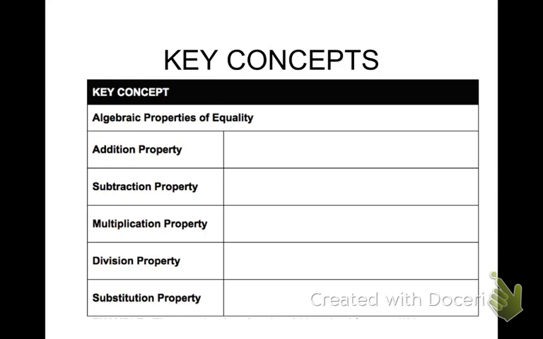What do you think the addition property looks like? Yeah, using addition. So I'm going to use actual numbers because I feel like that will make more sense for you guys. If x minus 5 is equal to 6, then if I use the addition property, what would x equal? Nick? It would equal 11. Yes.